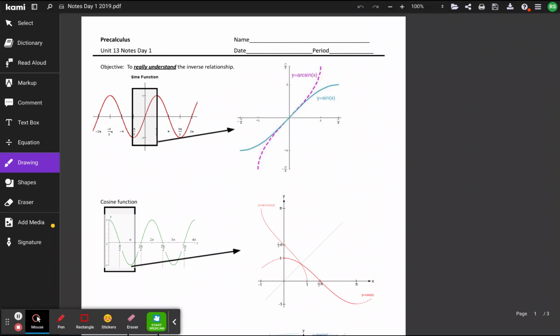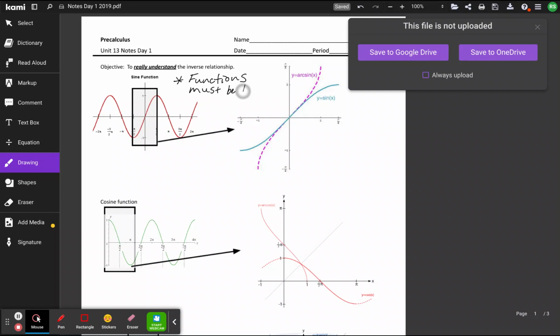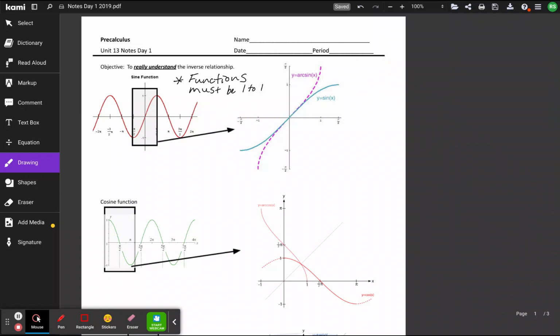In order for a function to have an inverse, we know that functions must be one-to-one. So I'm just going to make a little note of that at the top. In order for a function to have an inverse, functions must be 1-to-1. Just like we can test whether a function actually exists or not with the vertical line test, we can use the horizontal line test to determine whether a function is indeed a one-to-one function.